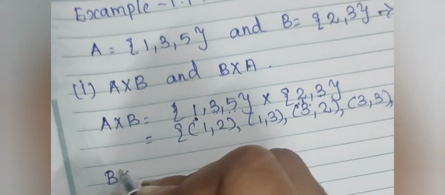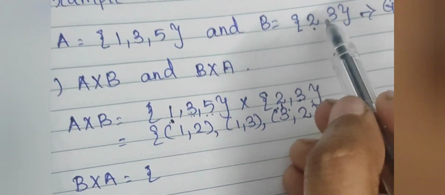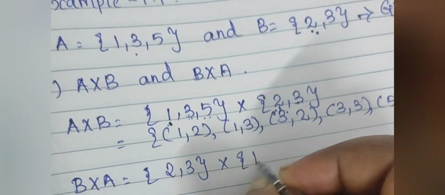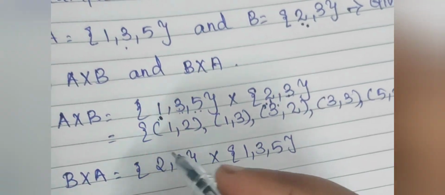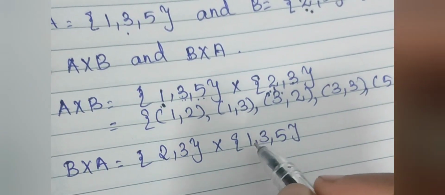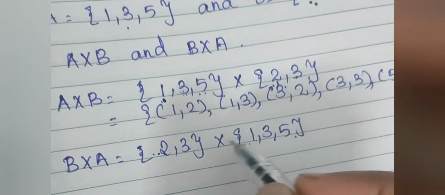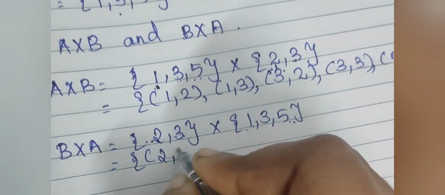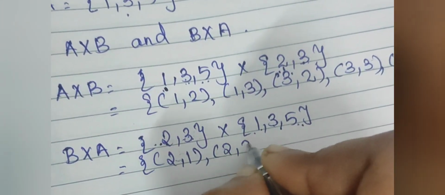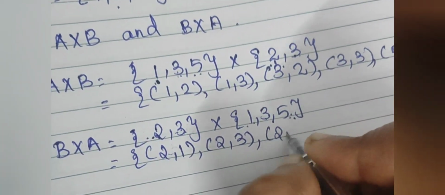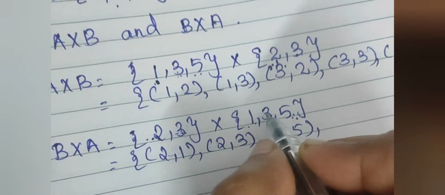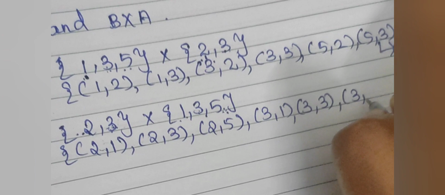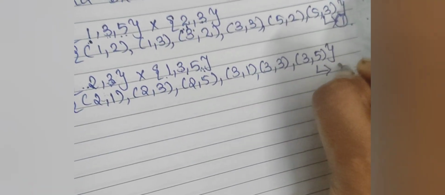Next, B cross A. First you have to write the values of B and then the values of A. That is {2, 3} cross {1, 3, 5}. Same pattern: first write the values in brackets. That is (2, 1), (2, 3), (2, 5) and (3, 1), (3, 3), (3, 5). Isn't it easy? So let's write (2, 1), (2, 3), (2, 5) and (3, 1), (3, 3), (3, 5). This is equation number 2.